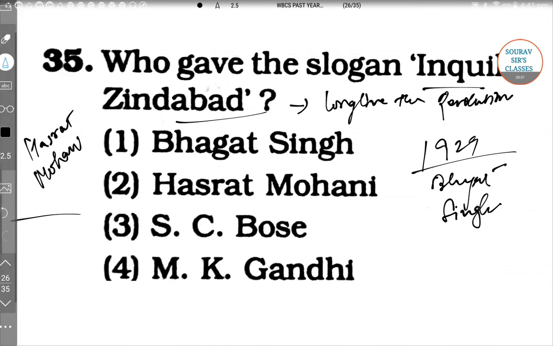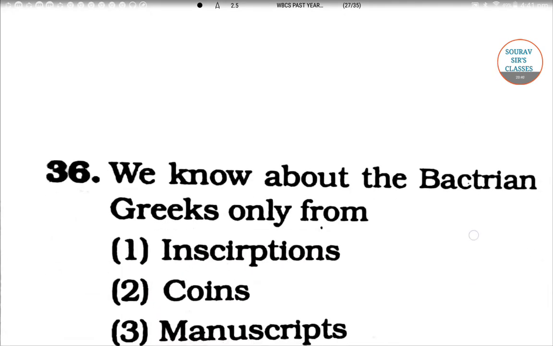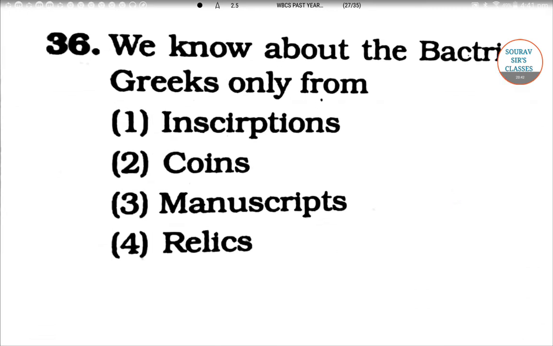Let's move to next question. We know about the Bactrian Greeks only from inscriptions, coins, manuscripts, or relics. There is virtually no information on the Indo-Greeks surviving apart from the writings of Strabo. Most of them we know only by their coins. All the Greek and Roman literature speaks about 6 Greco-Bactrian kings, while coins number more than 32 kings. These coins are needed due to the almost complete absence of written accounts about them. So let us assume that option number 2 is correct. So we will write option 2 is correct.